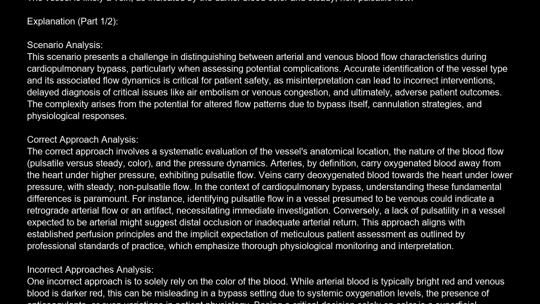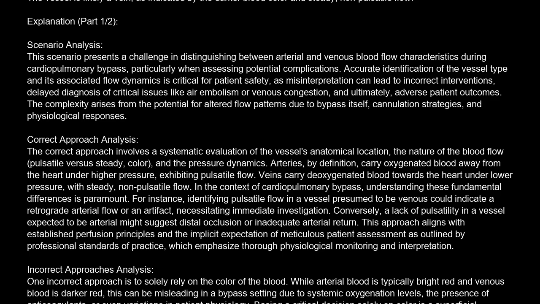In the context of cardiopulmonary bypass, understanding these fundamental differences is paramount. For instance, identifying pulsatile flow in a vessel presumed to be venous could indicate a retrograde arterial flow or an artifact, necessitating immediate investigation. Conversely, a lack of pulsatility in a vessel expected to be arterial might suggest distal occlusion or inadequate arterial return. This approach aligns with established perfusion principles and the implicit expectation of meticulous patient assessment as outlined by professional standards of practice, which emphasize thorough physiological monitoring and interpretation.